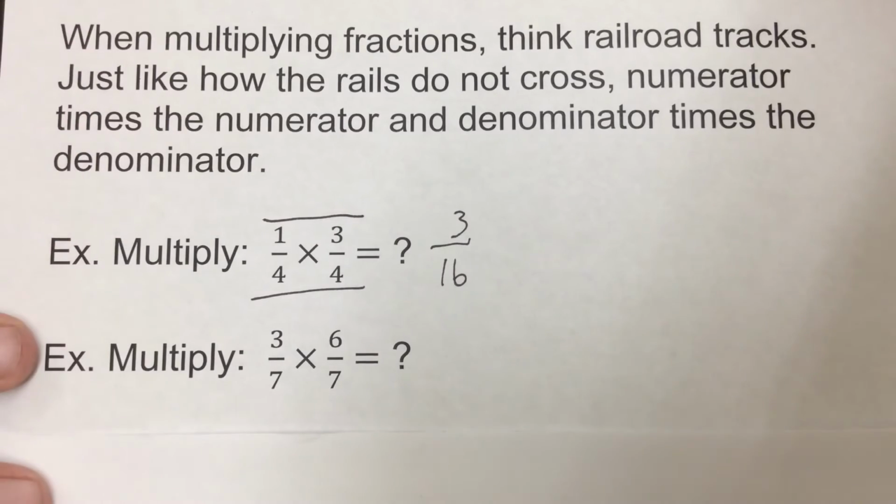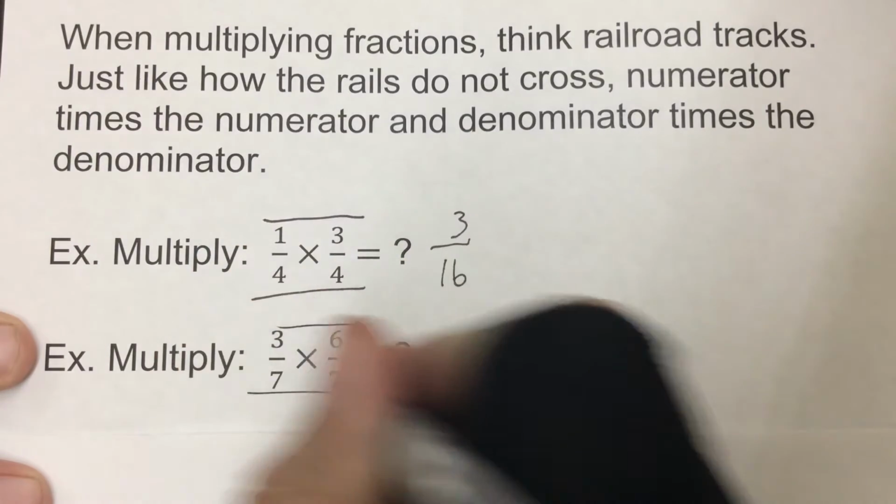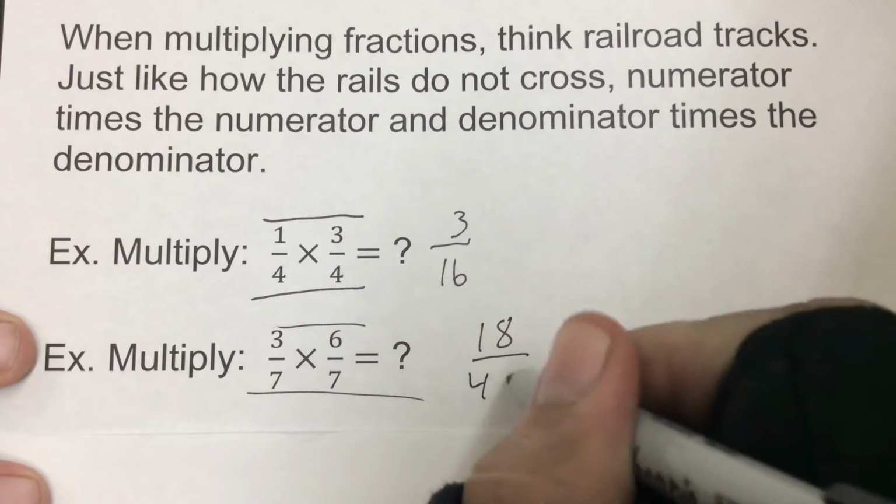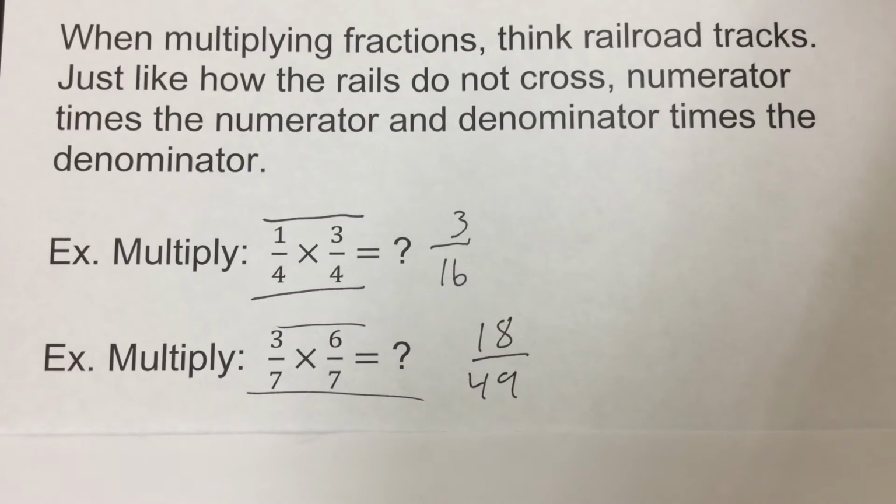3/7 and 6/7. Again, railroad tracks. 3 times 6, 18. 7 times 7, 49. Again, check to see if you can simplify. Here we can't, so we're going to move on.